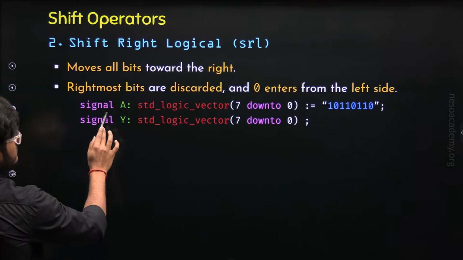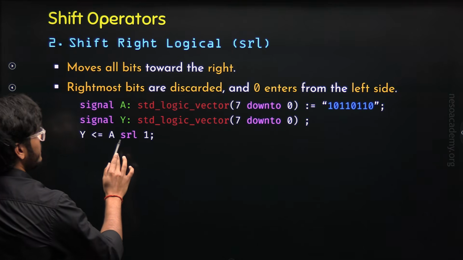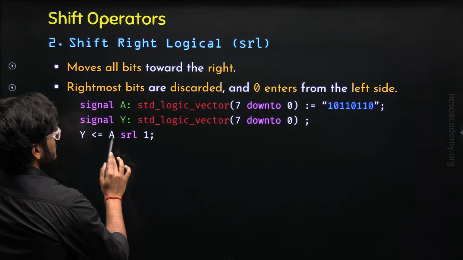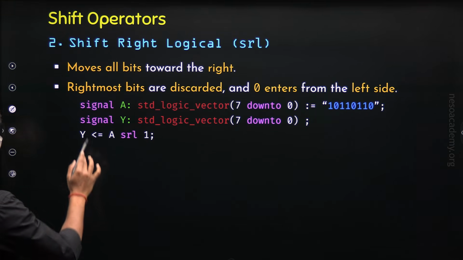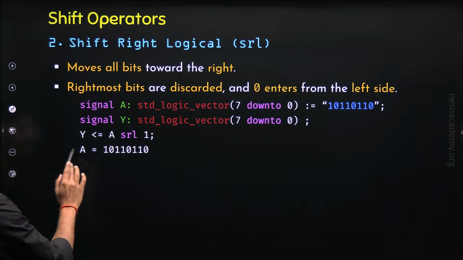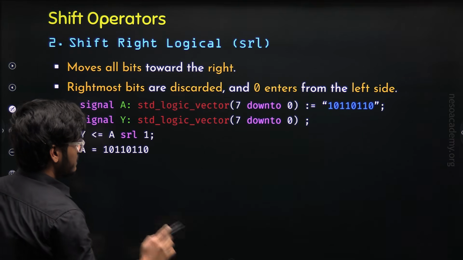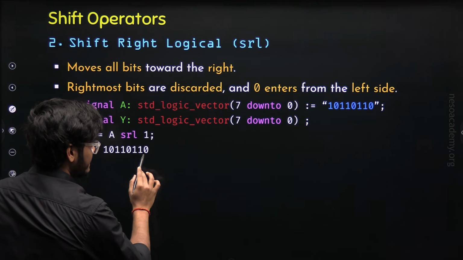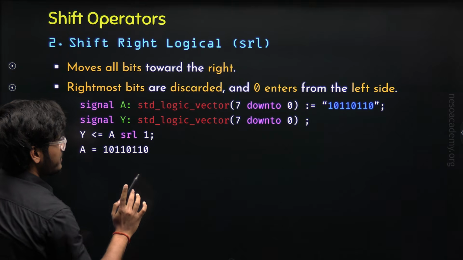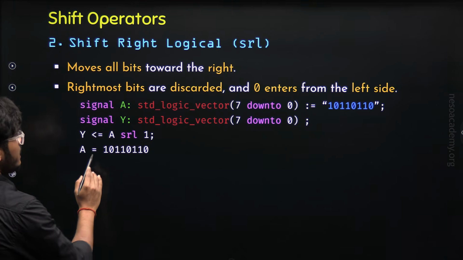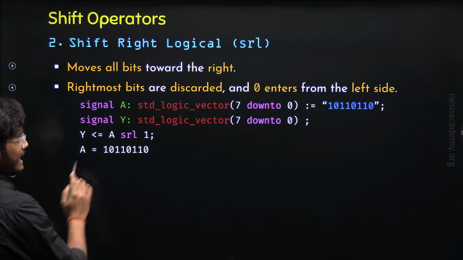Now, I want to shift this signal to the right by one place. For that, I will write A SRL 1, meaning shift right logical signal A by one place and store the result inside this signal Y. This means the rightmost bit, the LSB, will be discarded and the entire vector will shift to the right by one place, which creates an empty position on the left side, and 0 will be used to fill that empty position.